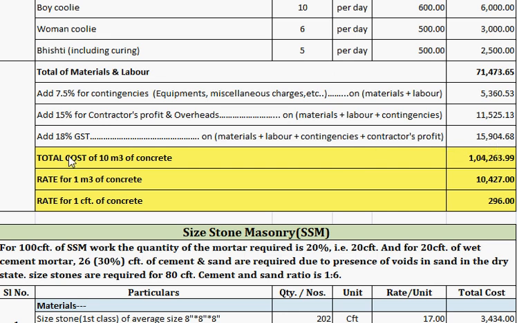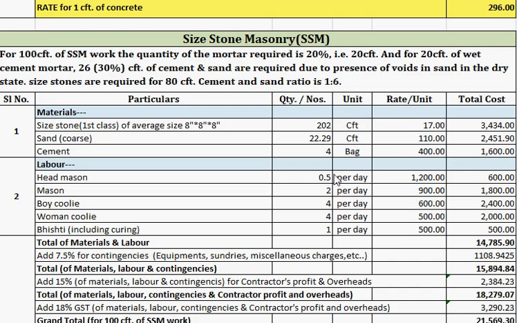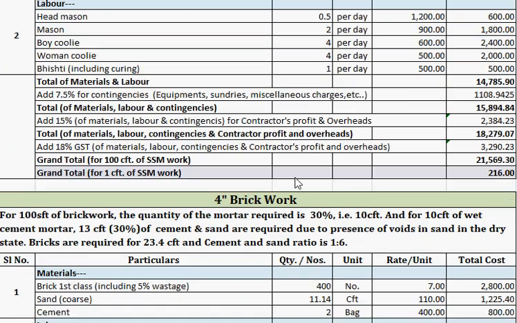15,904.68. Hence, the total cost of 10 cubic meter of concrete is 1,04,263.99 rupees. Then rate for 1 cubic meter of concrete is 10,427 rupees by simply dividing this value by 10. Then rate for 1 CFT of concrete is 296 rupees by dividing 10,427 by 35.28, because 1 cubic meter is 35.28 CFT. As it is, we can find the rate of stone masonry or brickwork, etc.